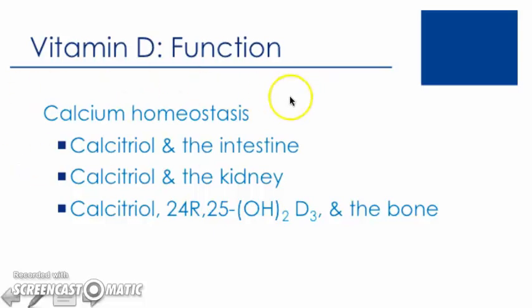We see that vitamin D then plays a role in calcium homeostasis at the level of the intestine, the level of the kidney, and the level of the bone. So we'll be talking about the specific mechanisms of how vitamin D is going to play a role in calcium homeostasis at these tissue sites.